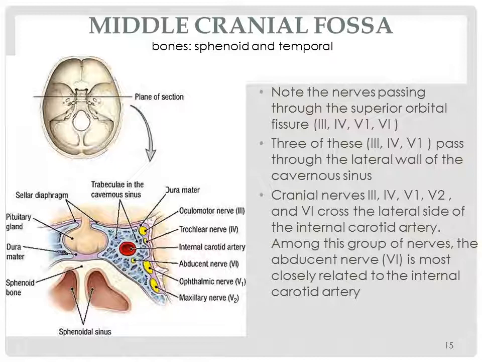Now, having removed the dura, we should be able to see our cranial nerves pretty well, which would be cranial nerve number 3, number 4, V1, and 6. Of these nerves, three of them, 3, 4, and V1, are going to go through the lateral wall of the cavernous sinus. Here's your cavernous sinus, and here's number 3, here's number 4, and here's V1. These are a little more protected than the abducent nerve, which is really closely related to the internal carotid artery.